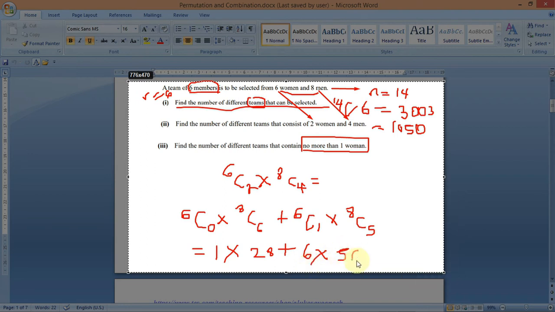So I now do 1 times 28 plus 6 times 56. So 28 plus 6 times 56, and that is 364. So the answer here is 364.